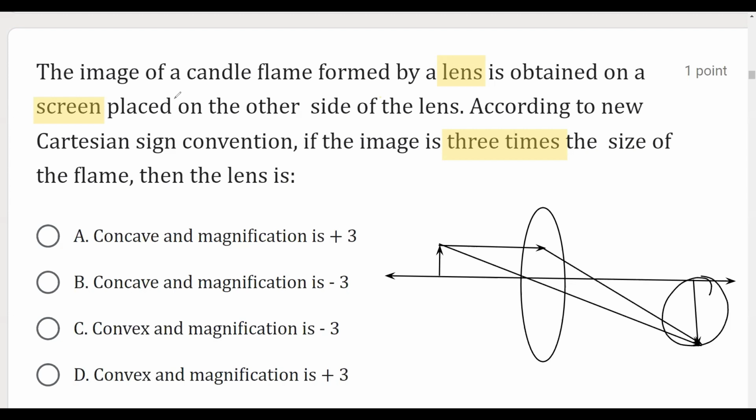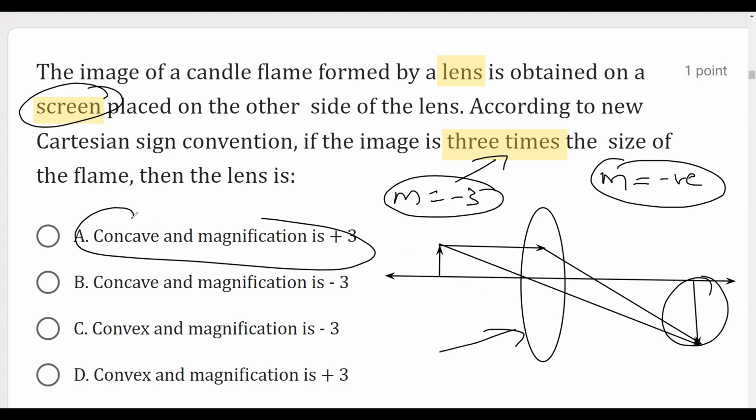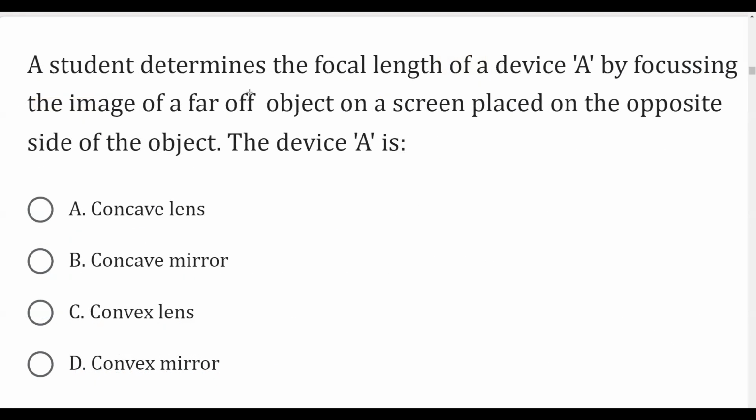Now, what do we see, that the image formed is on the screen, and on a screen, the image formed is real and inverted. In that case, magnification is always negative, right? So one thing is clear, M is going to be negative. Further, it is 3 times. So we determine that M is minus 3. And the lens is a convex lens. So the first option is concave, so not possible. Concave lens, not possible. Convex lens, yes. Convex lens is this, and magnification is minus 3. So therefore, C is the correct answer in this case.